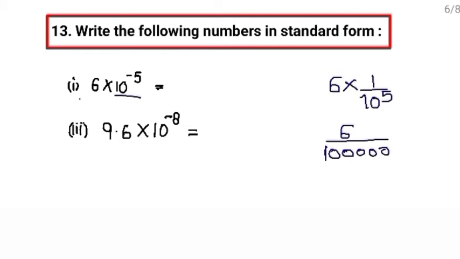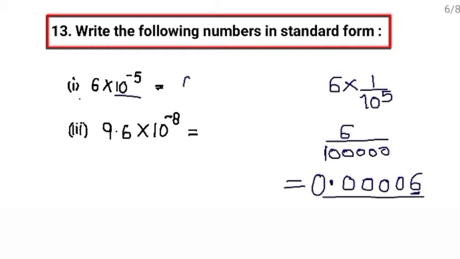There will be 5 zeros. In denominator we have 5 zeros. So we will put decimal before 5 digits. That means after decimal there should be 5 digits. So where we will put the decimal? 1 digit, 2, 3, 4, 5. We will put decimal here. Okay. Number cannot start with decimal, so we will put 0 here. So 0.00006.